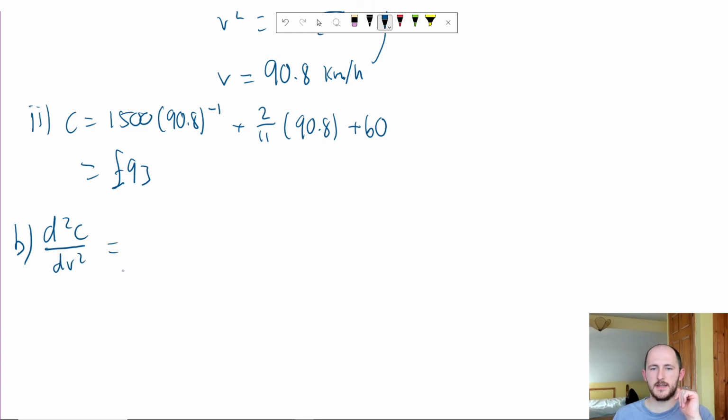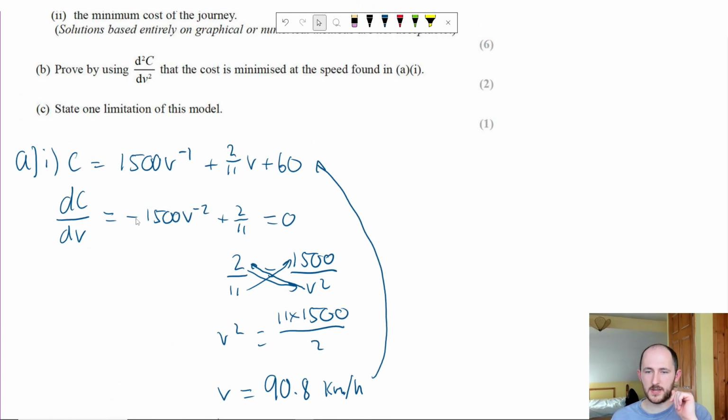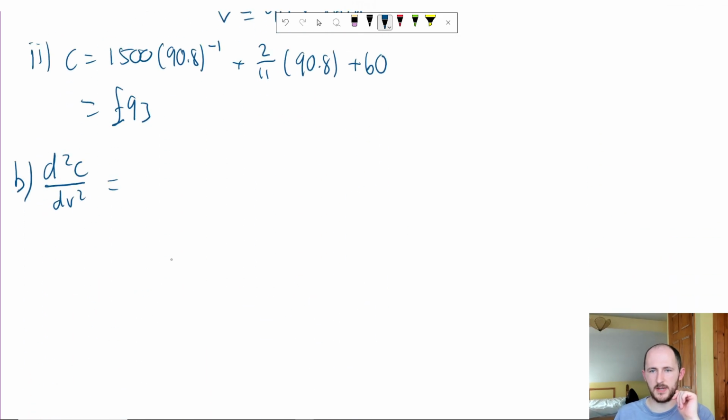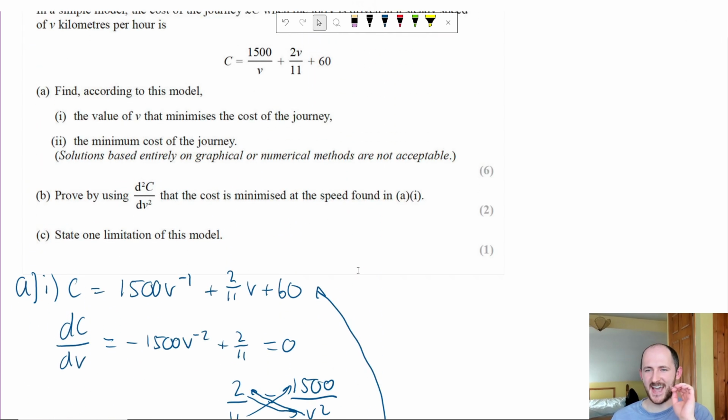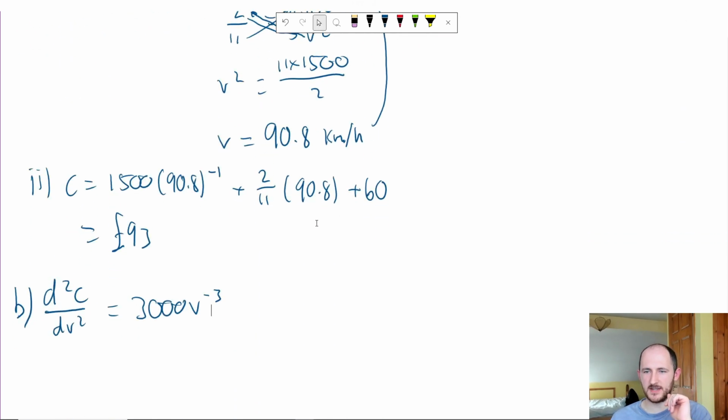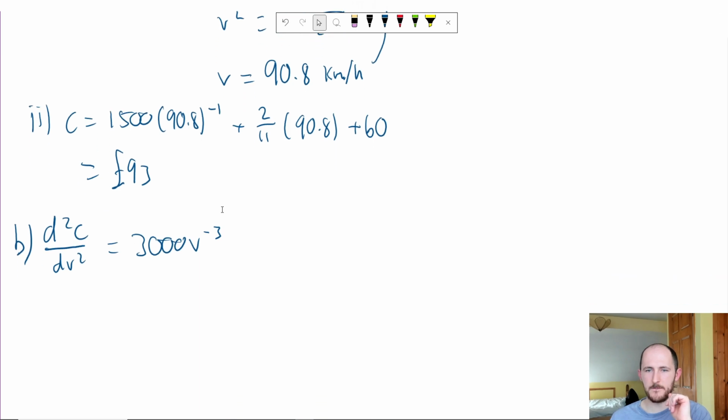dv squared. So it's going to be plus 3000 v to the minus 3. Yeah, minus 3. Panic there for a second. And all we need to do is prove it, so we just need to sub in that value. It was this value here.